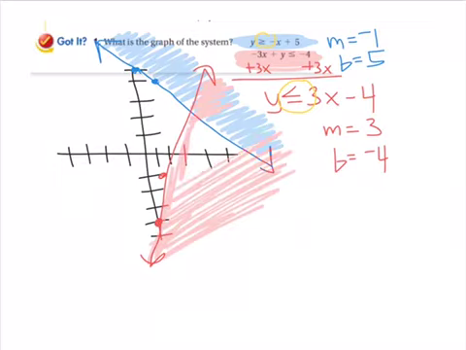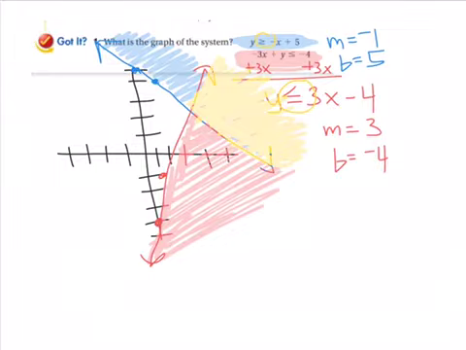Now, my actual solution for this system is going to be where the red and the blue overlap. The red and the blue in this case overlap right here. So this area that I'm highlighting in yellow, if I'm doing paper and pencil, I would want to darken this. I might use a highlighter to really indicate that that is my solution.